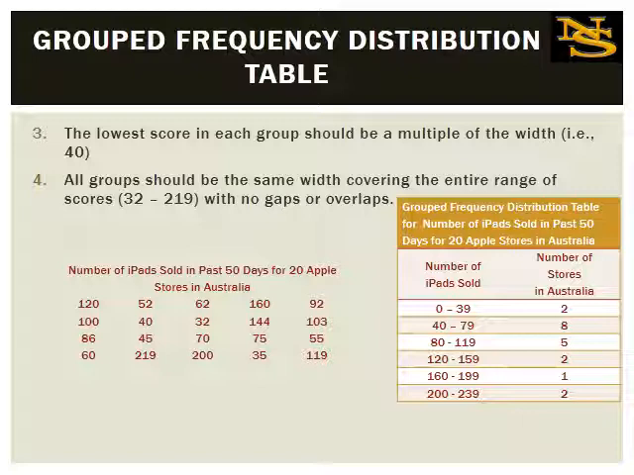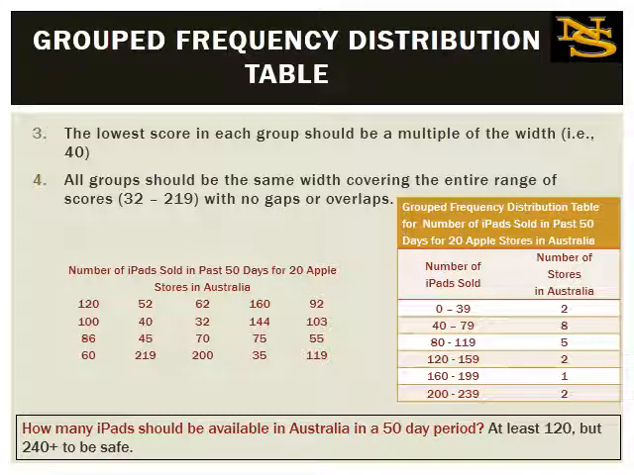So now that you have your beautiful table here, you can answer some simple questions about your data. So for instance, how many iPads should be available in Australia in a 50-day period? Well, if you look at this table, you can see that the bulk of stores sold less than 120 iPads in a 50-day period. So you could say you want to have at least 120, but you can see that it kind of caps off at about 240. So you would want to be extra careful and safe and have at least 240 in Australia in a 50-day period.